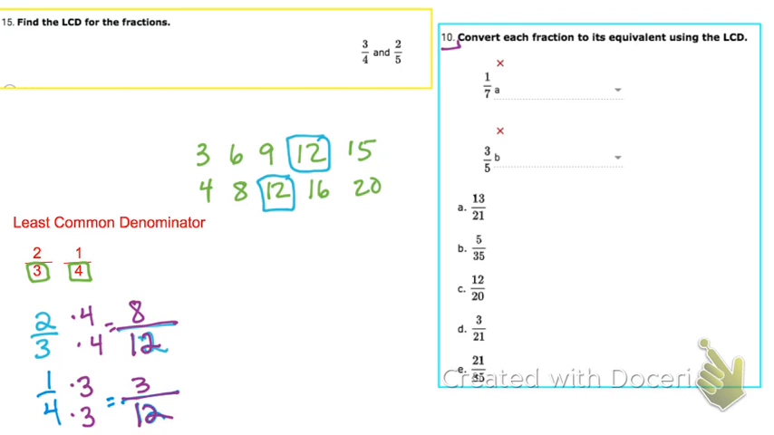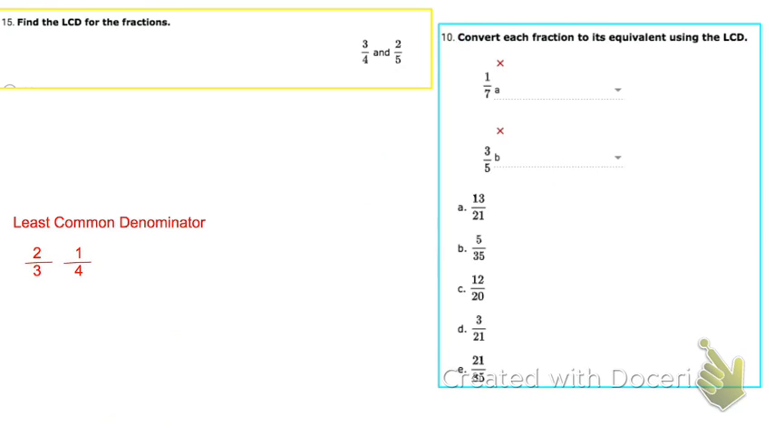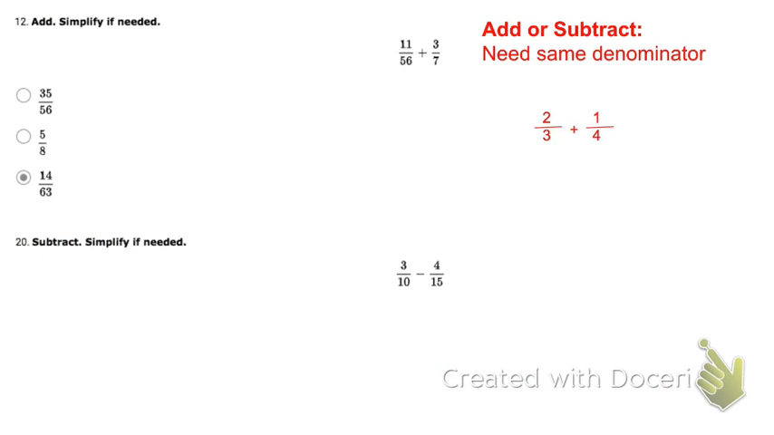That's what it's asking for question number 10. They want you to find the least common denominator and then say what the new fraction is, so that they both have the same denominator. With these, when you find your least common denominator, remember we said this is the same as 8/12, and this is the same as 3/12. So once they have the same denominator, then you can add or subtract them. The denominator stays as 12, but then you just add the numerators.